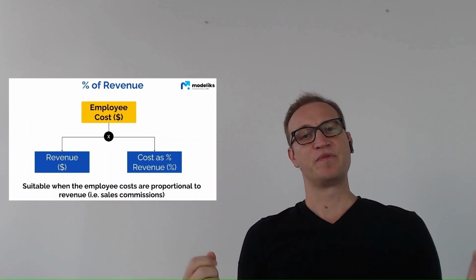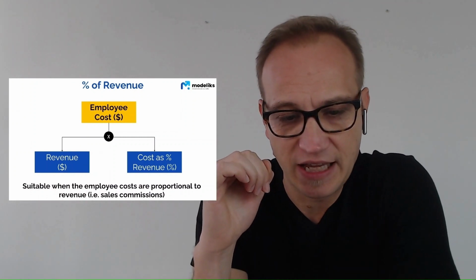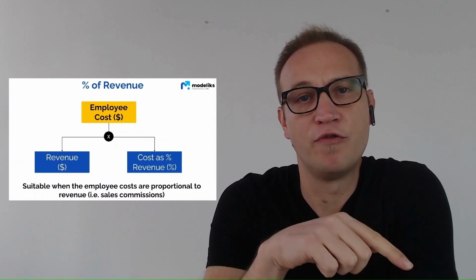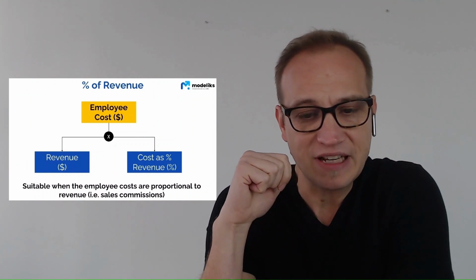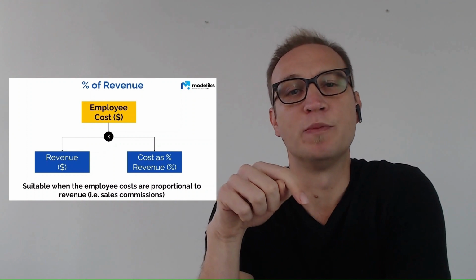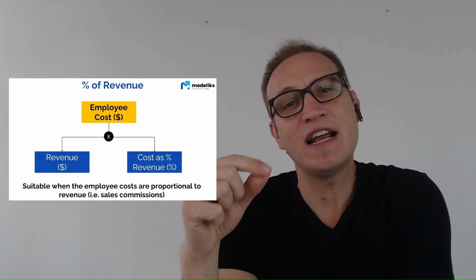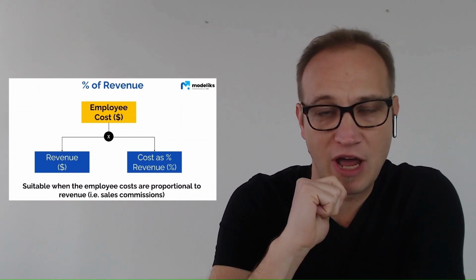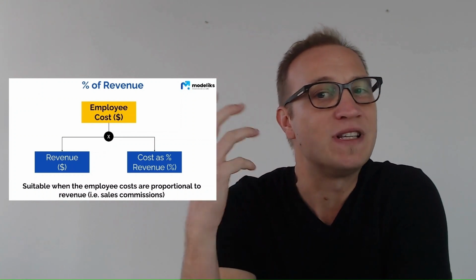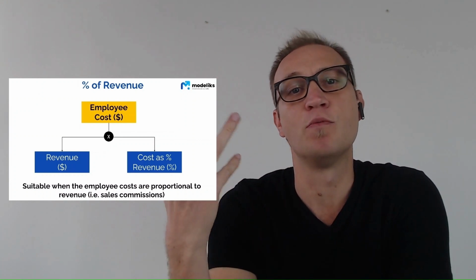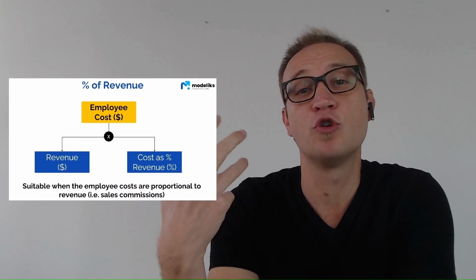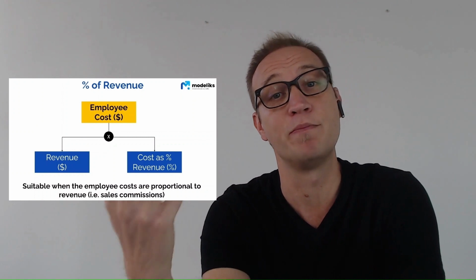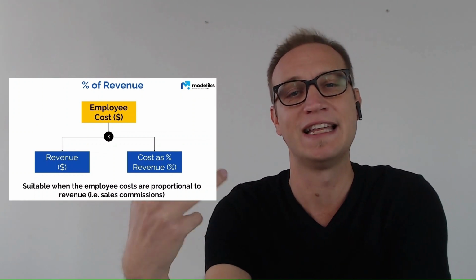Method number 2, percent of revenue. Here, you calculate the employee cost as a percentage of your company revenue. Now, this methodology is most suitable when the employee cost is directly proportional with the revenue that you generate instead of the number of employees that you have. For example, this will be great for a sales commission or calculating your employee cost for your sales team if they are paid on a sales commission basis as a percentage of the revenue that they generate.